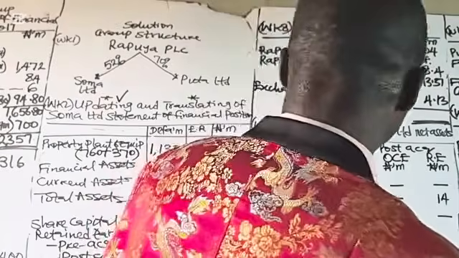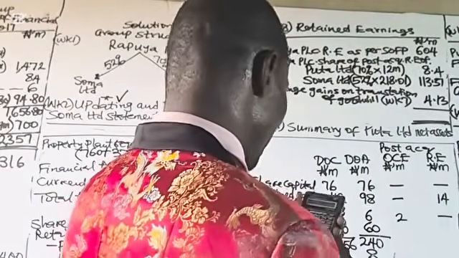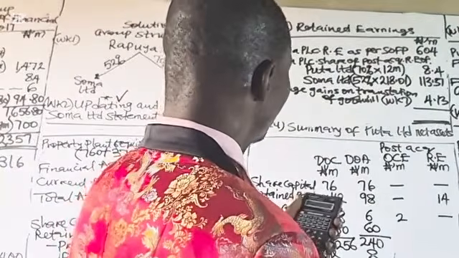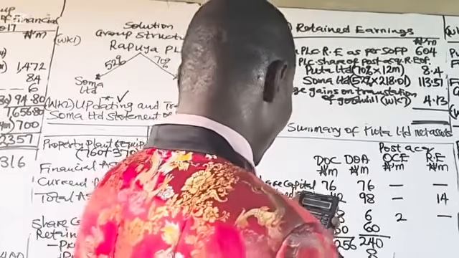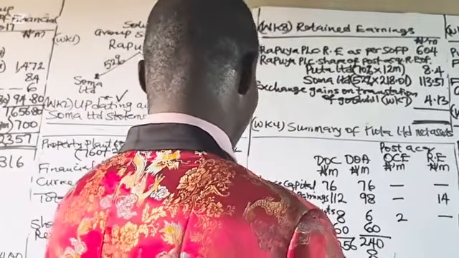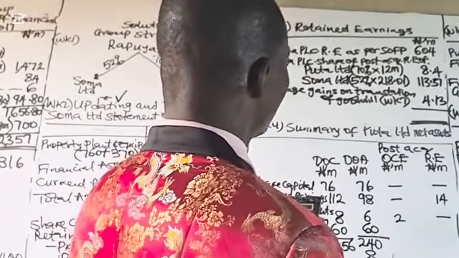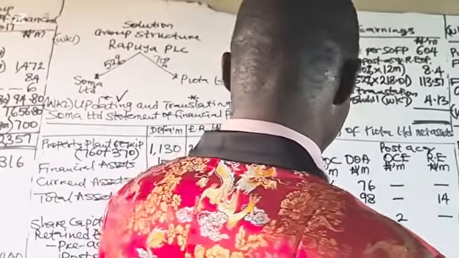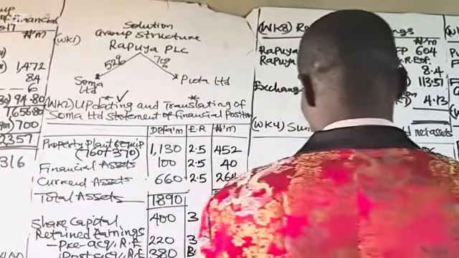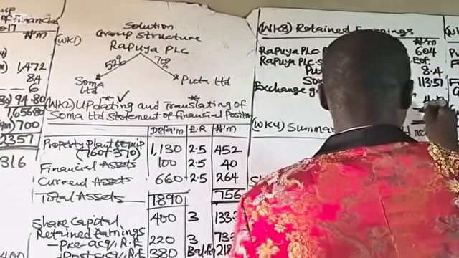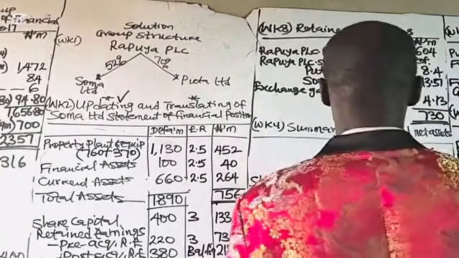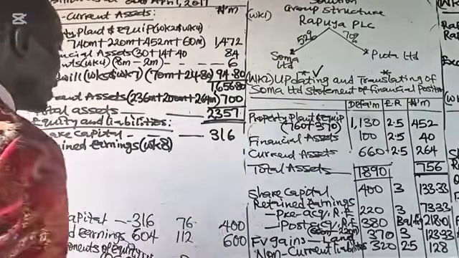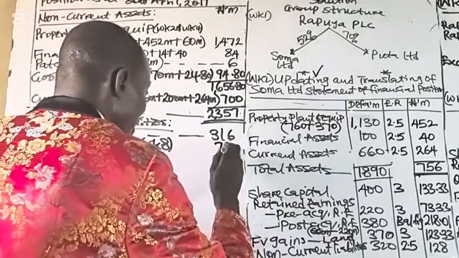Now, how much is the consolidated retained earnings? 604 plus 8.4 plus 113.37 plus 4.13. That gives us 729.9. Let me just approximate it to the nearest whole number, 730. So from working 8, we got 730.